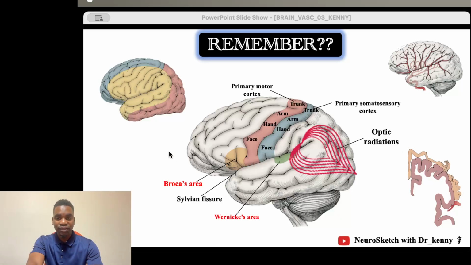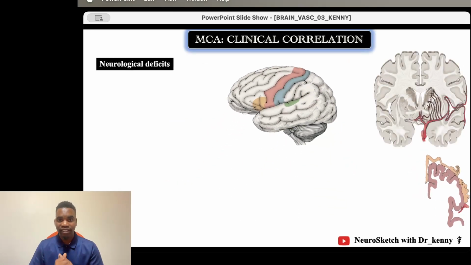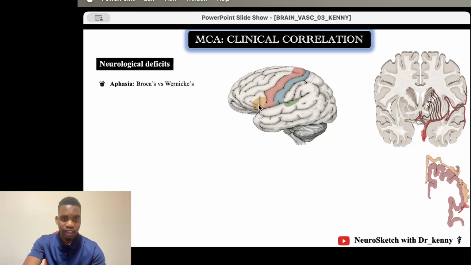Okay, so having related the blood supply and the functional areas on the lateral surface of the cerebral hemisphere, what are the symptoms that we can have? What are the presentations that we can have? We call them neurological deficits. Number one, are we surprised if someone has aphasia? Because we know Broca's area here is supplied by the superior division of the middle cerebral artery, and Wernicke's area here is supplied by the inferior division of the middle cerebral artery.